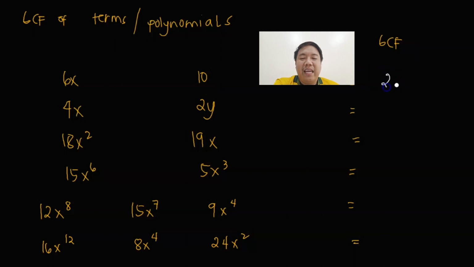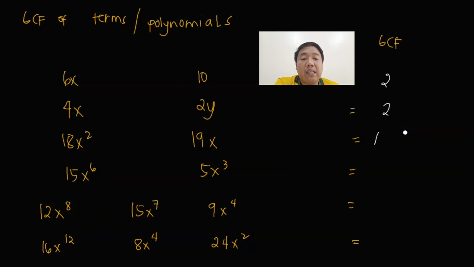Very good. Next, 4x and 2y. O sir, magkaiba po ulit sila ng variable. Therefore, you're not going to write any variable as part of your GCF. And what's the GCF of 4x and 2y? Another 2. Very good. How about 18x squared and 19x? Sir, sa number, parang wala naman po. As simple as 1. Kasi 18 and 19 will not have any other factor or common factor other than 1.